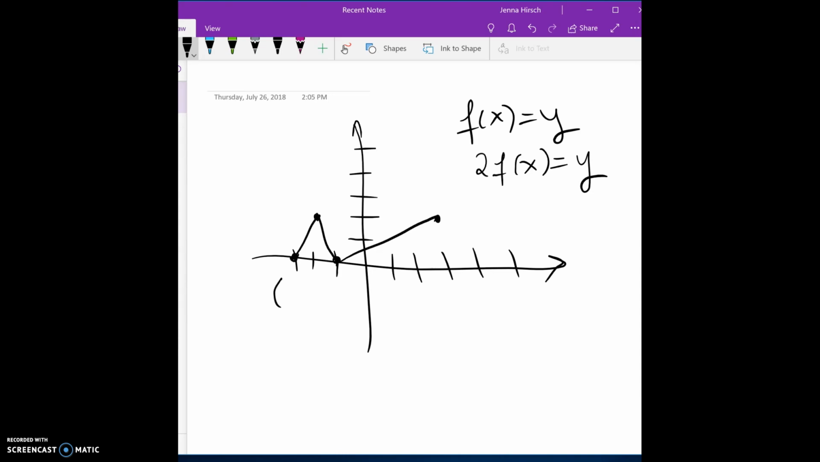So this ordered pair over here is negative 3, 0. This ordered pair over here is negative 2, 2. This ordered pair down here is negative 1, 0. And over here we have the ordered pair 3, 2.